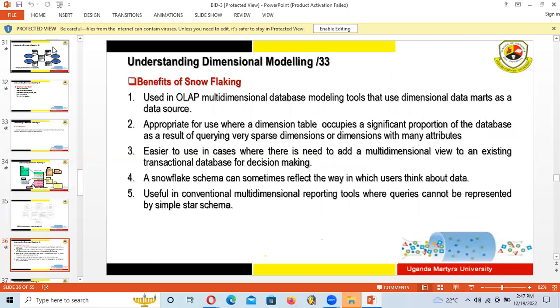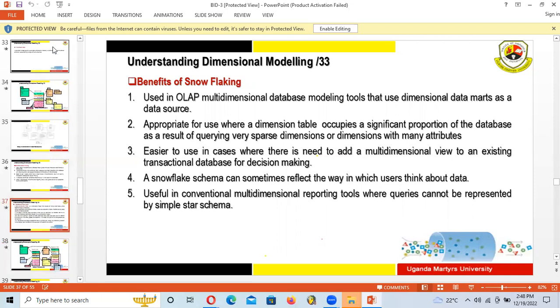This is a typical example of the snowflake model. So what are some of the benefits of the snowflake? Using OLAP, online analytical processing, multi-dimension database modeling tools that use dimension data maps as the data source. It is appropriate for use where a dimension table occupies a significant portion of the database. It is easier to use, as a snowflake schema sometimes reflects the way in which users think about data. It is also useful in conventional multi-dimensional reporting tools.